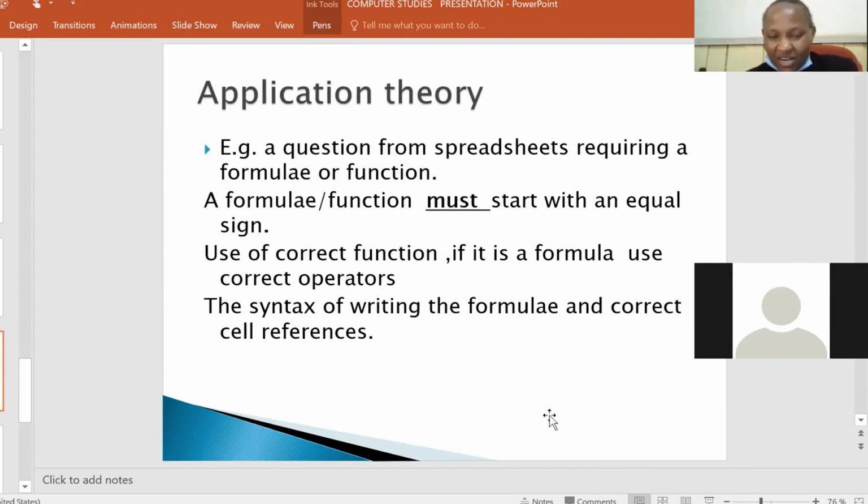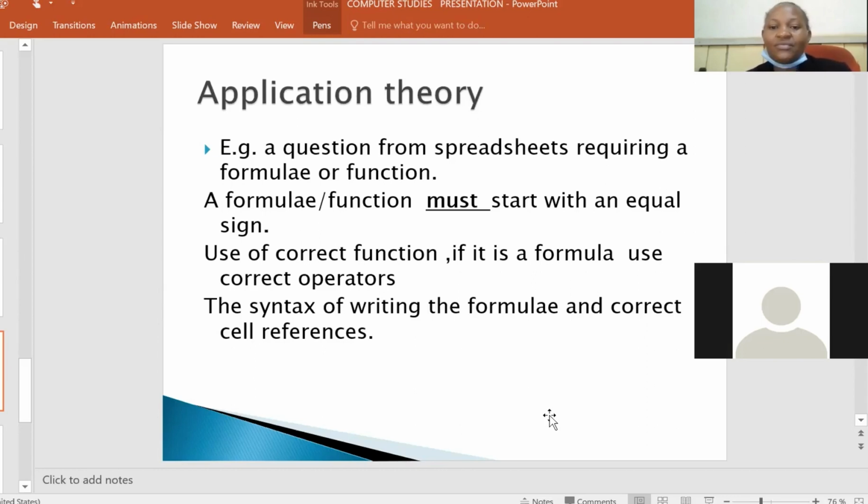What else should you note when you are required to write a function or a formula in, let's say, spreadsheets? Use of correct function name. If you are using function names, use the correct names. Don't create your own. Let's say, like average, don't write something like AVG. AVG is not a function name. The function name is average. So make sure that you use the correct function name. Then make sure that you enclose the cell references of your function within the brackets.